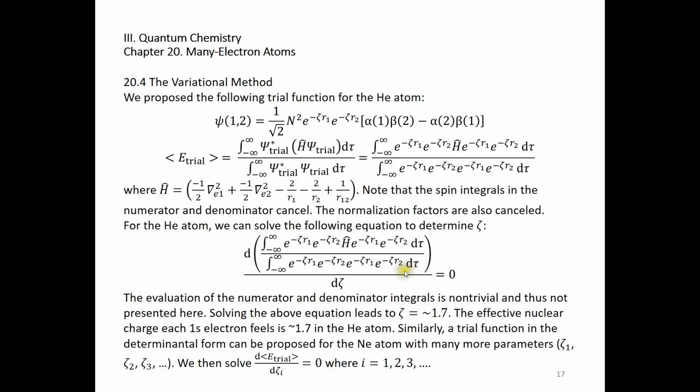So we have r2 squared sine theta 2, dr2, d theta 2, d phi 2. But still, it's solvable. The top is more difficult, especially when we evaluate the integral that involves 1 over the distance between the two electrons. But still, numerically, I think it's possible to express this in terms of zeta and then evaluate the first derivative of the trial energy with respect to zeta.